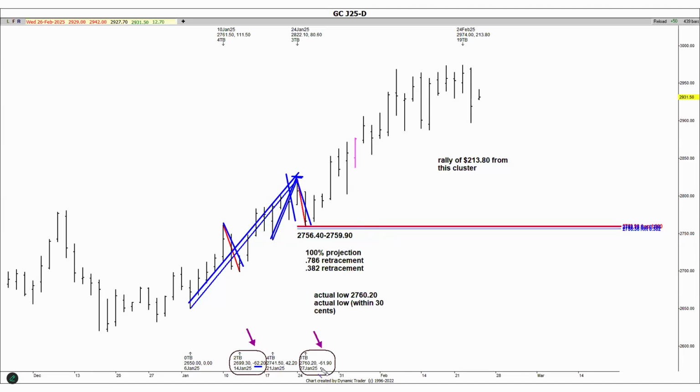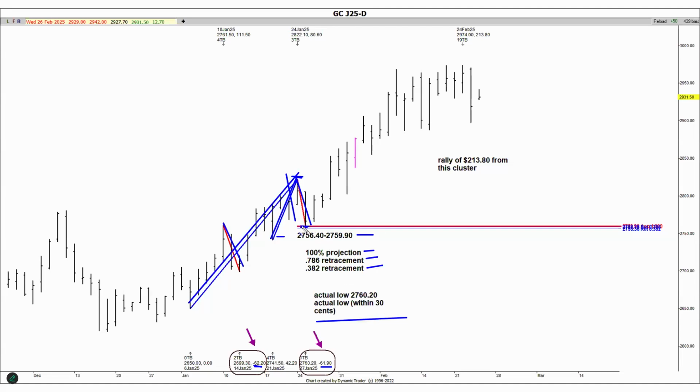27.59 area. Well, it wasn't a perfect hit, but it was absolutely close enough, because this was 62.20 and this was very similar at 61.90. This was the zone. This was the setup, 27.56.40 to 27.59.90. This is where it came from. The projection, 786 and the 382. Actual low was made at 27.60.20, which was within 30 cents of this support.